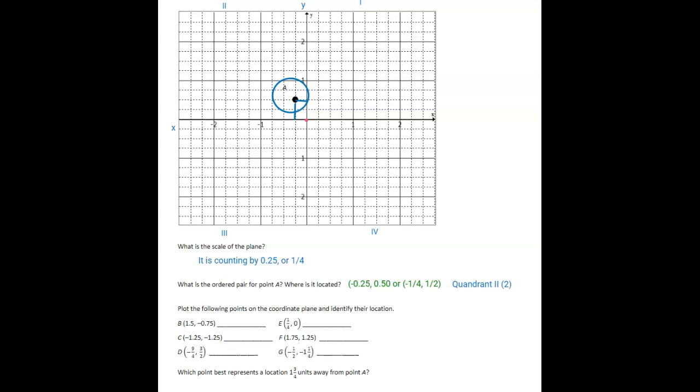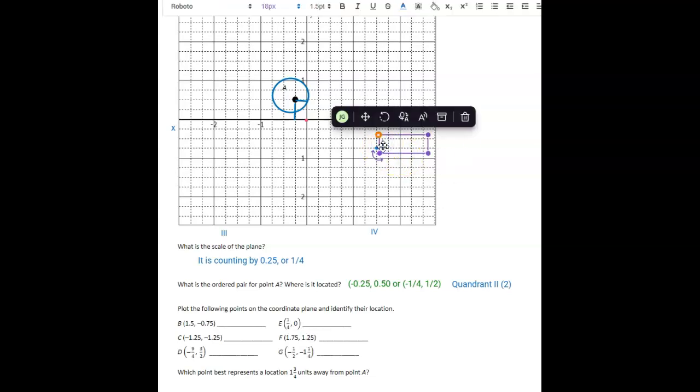Okay, so let's start by plotting point B. B is located at 1.5 for the x value, comma, negative 75 hundredths for the y value. So just like we did with our previous problems, we're going to start at 0. If our x value is 1.5, we're going to go over halfway between 1 and 2. And our y value is negative, so we're going below 0, we're going down. And we're going to stop 3/4 of the way down, which is 75 hundredths, and we're going to plot our point, and we are going to label it with a capital B.